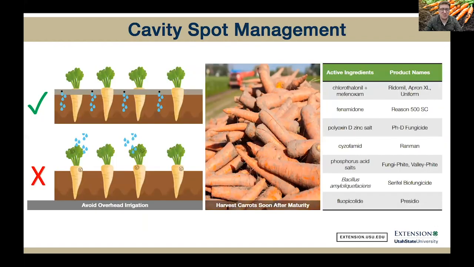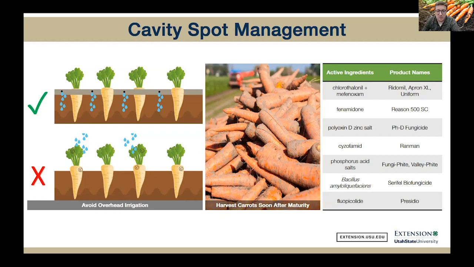So how do we manage it? Well, again, we can do crop rotation. We can rotate our carrots with non-susceptible crops every few years. Avoid overhead irrigation. I know a lot of our farmers, especially here in Utah, do a lot of drip irrigation just because it's more sustainable, which is better for disease control as well. And then you can harvest carrots soon after maturity. You don't want to leave them in the ground for too long because they become more susceptible to cavity spot as they mature.